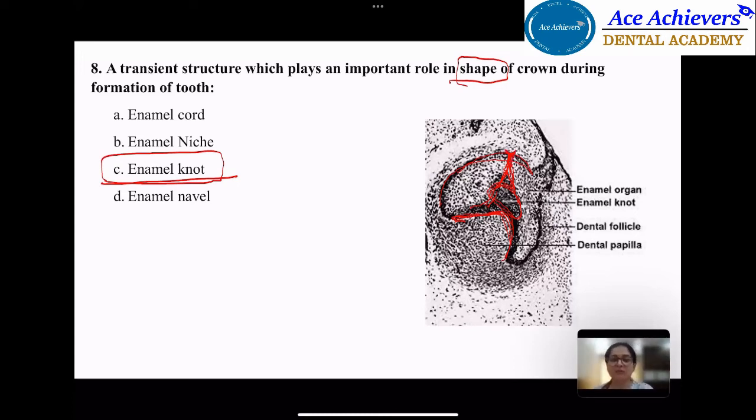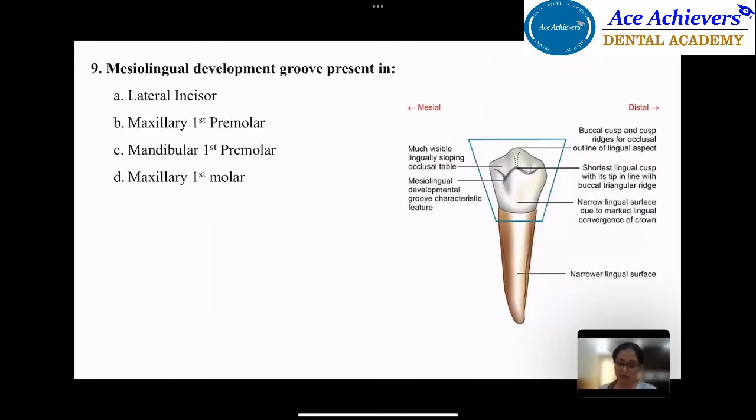So remember, all these are transitory structures. Now you know about the enamel cord and the enamel navel, and there is something known as the enamel niche. The enamel niche is more of an artifact which comes in between, as it is also a transient structure which can be seen in different histological sections. Okay. So the correct answer here is the enamel knot.